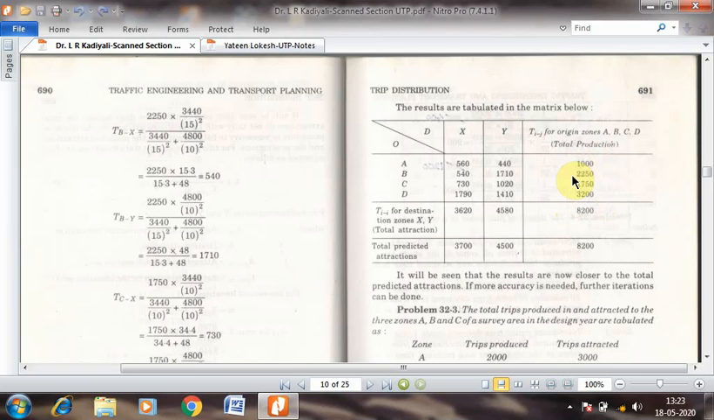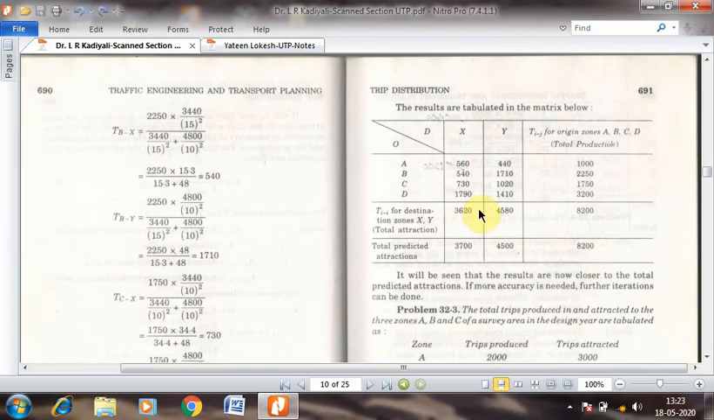So just like what we did in the previous step, you will be doing the same thing here, right? Then you will be including two new rows here. One is Tij for the destination zones x and y, the total attractions, and the other one is the total predicted attractions. Okay, these again are known to you in the problem. These are the predicted attractions which would be given in the problem. Summation of these two is 8200.